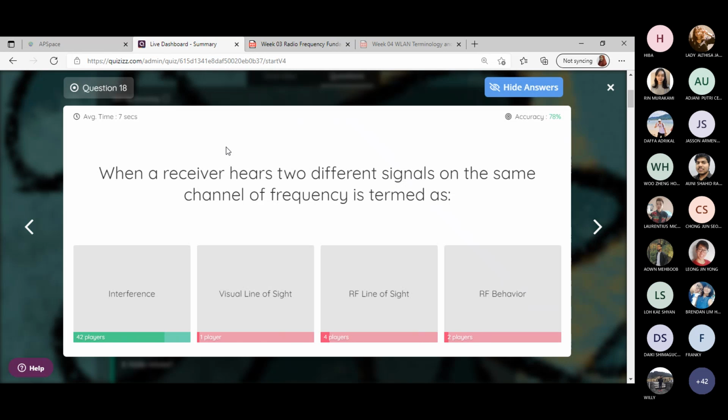Right. When a receiver hears two different signals on the same channel, it is called interference. That's why I said you have to use different channels. Like if the radio stations are on the same channel, they interfere with each other. All right.